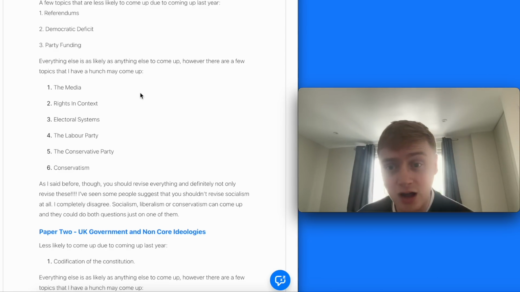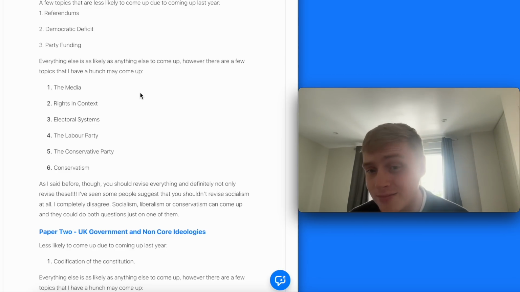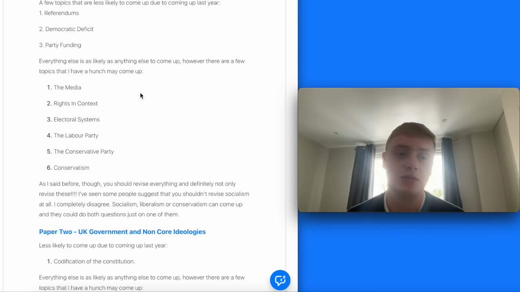For the Conservative Party, you could get a similar question, but it's more likely to be, to what extent is it still Thatcherite? Could have one nation, but it's more likely to be Thatcherite, in my opinion.